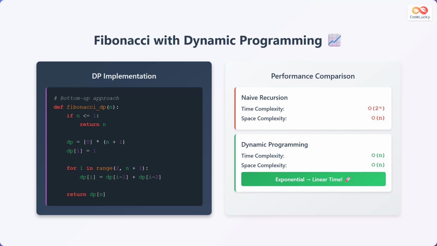For example, calculating the 40th Fibonacci number requires over 1 billion operations with naive recursion, but only 40 operations with dynamic programming. The space complexity is O(n) for storing the dp array. This dramatic improvement from exponential to linear time demonstrates why dynamic programming is such a powerful optimization technique.